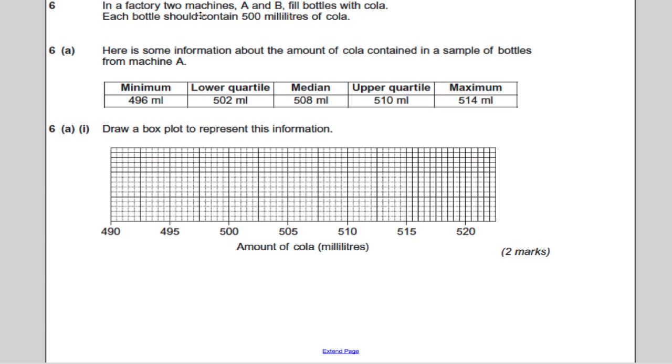Question 6. We've got a factory with 2 machines, A and B, that fill bottles with cola. Each bottle should contain 500 mils of cola. So we're given some information. We're asked to draw the box plot.